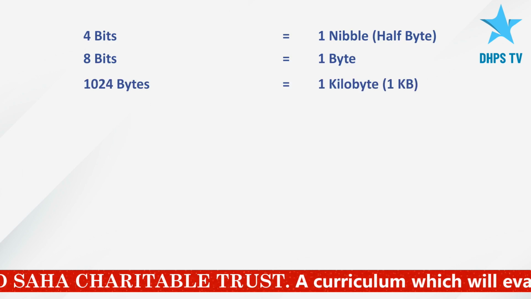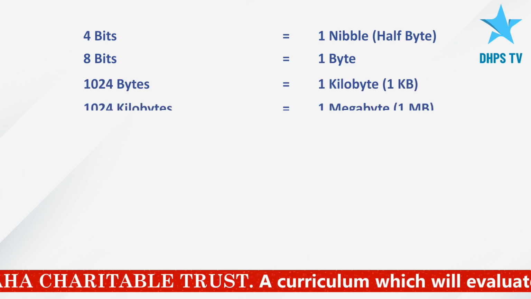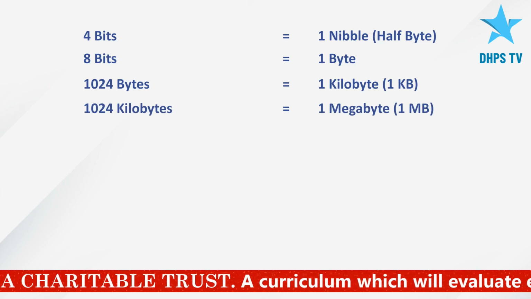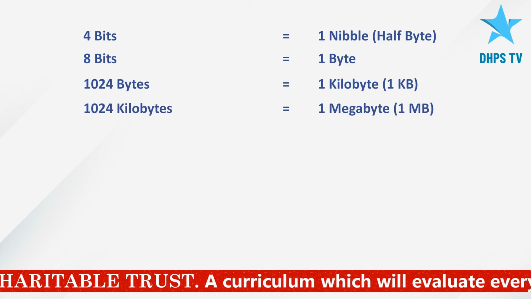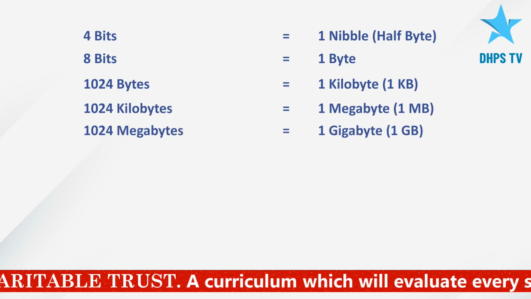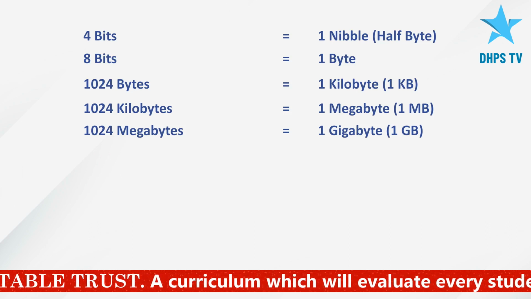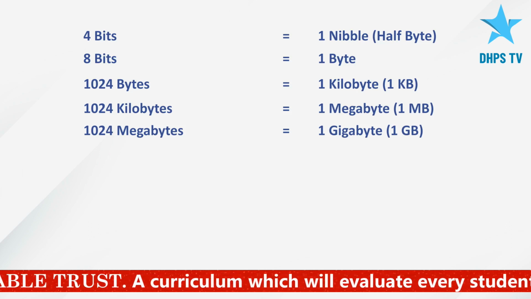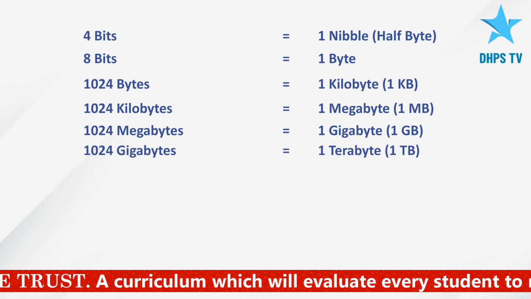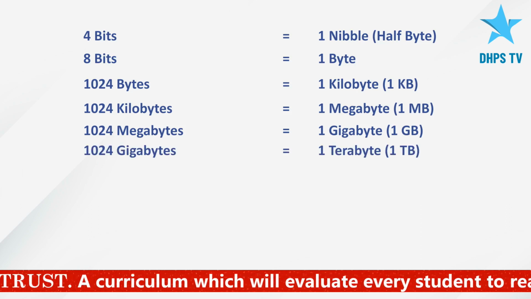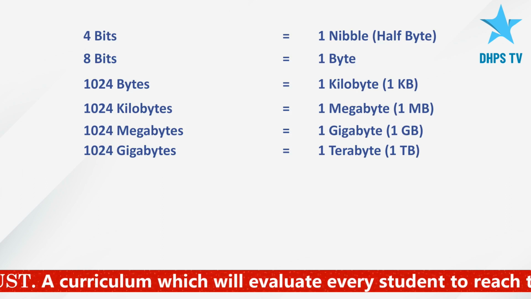The various measurement units of computer memory storage are: 4 bits is equal to 1 nibble, half byte. 8 bits is equal to 1 byte. 1024 bytes is equal to 1 kilobyte, 1 KB. 1024 kilobytes is equal to 1 megabyte, 1 MB. 1024 megabytes is equal to 1 gigabyte, 1 GB. 1024 gigabytes is equal to 1 terabyte, 1 TB.